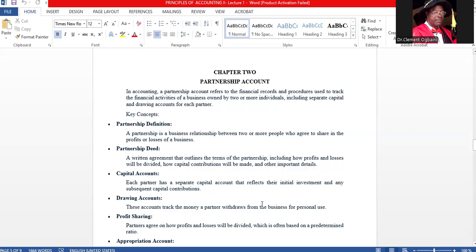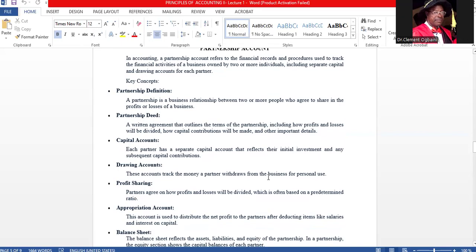So let's look at what we mean by partnership. Partnership is a business relationship between two or more people who agree to share profits. They agree also to share losses, and they agree to share risk. So in a partnership, it can be two or more individuals that have agreed they want to share. If there is profit, they will share it. If there is loss in the business, they will share it. If there is risk, they will share it.